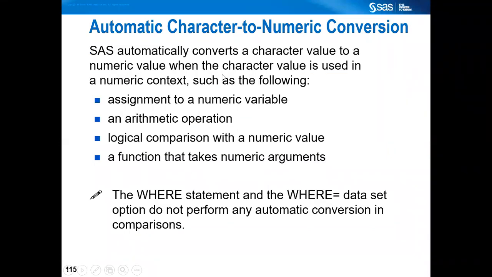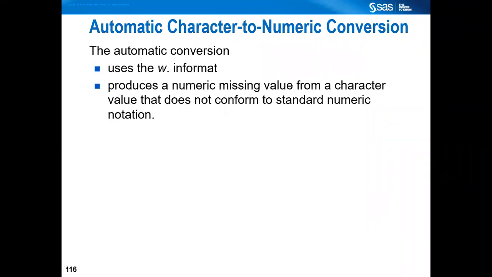Whenever a character variable is used in an arithmetic operation as if it's numeric, SAS will try to perform an automatic conversion. That also applies to assignment to a numeric variable, an arithmetic operation or logical comparison with a numeric value, or a function that takes a numeric argument. Any of these in your expression, and SAS will perform automatic conversion. Make a note: the WHERE statement and the WHERE= dataset option do not perform any automatic conversion in comparisons. Always make this note, okay?